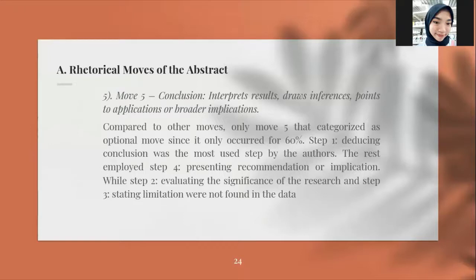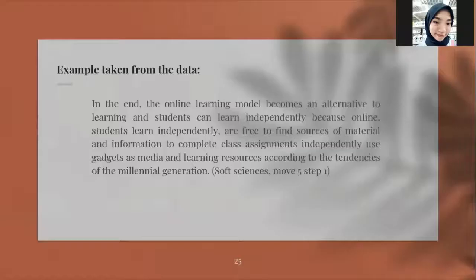Step 1, deducting conclusion, was the most used step by the authors. The rest employed step 4, presenting a recommendation or implication, while step 2, evaluating the significance of the research, and step 3, stating limitations, were not found in the data. Next slide, please.